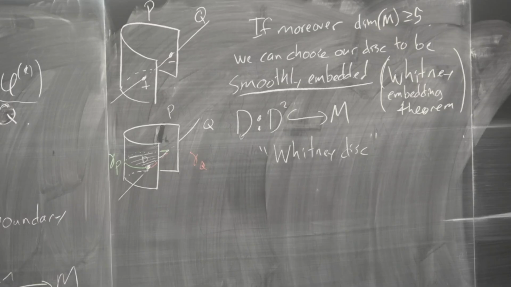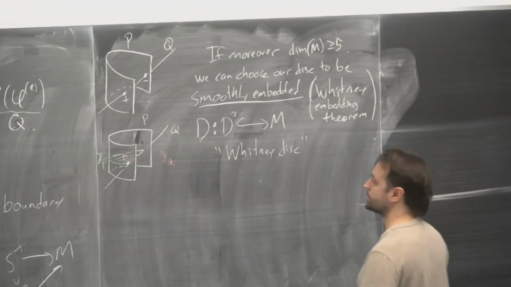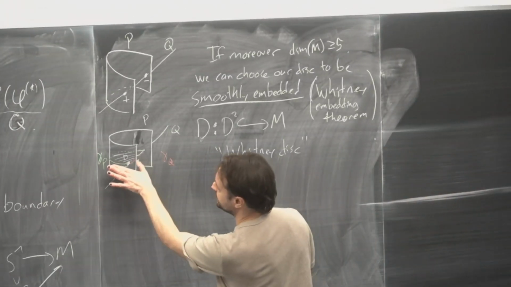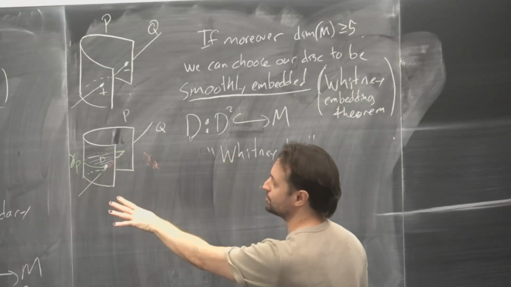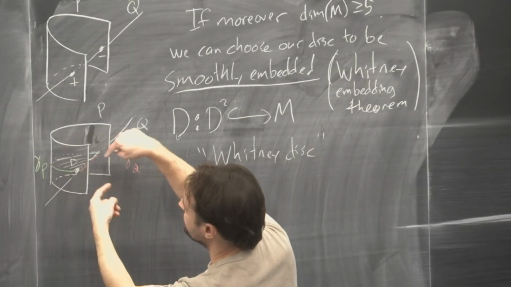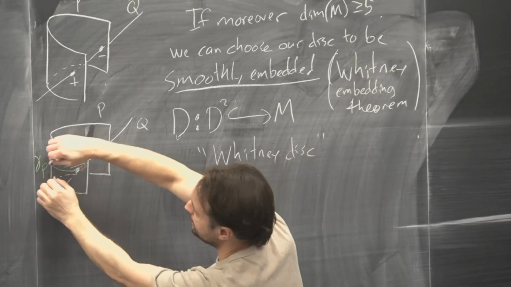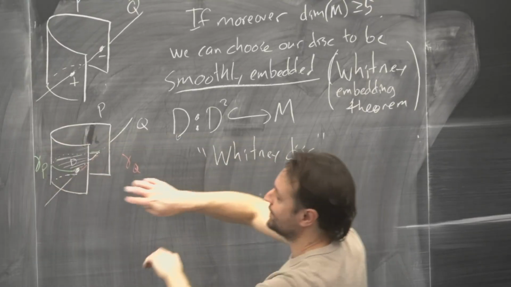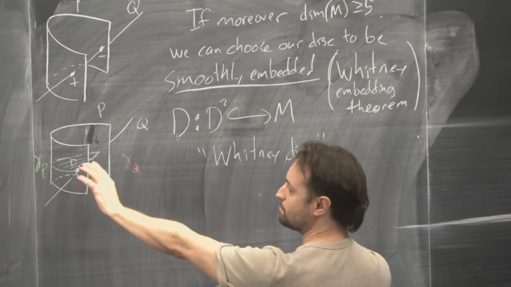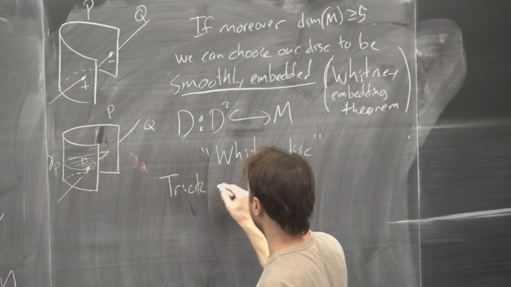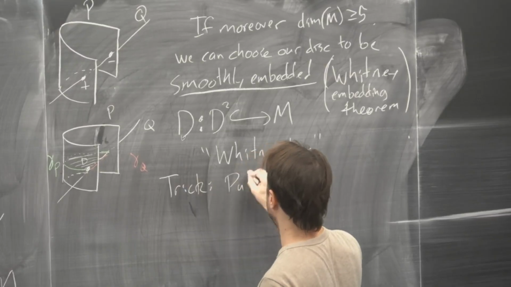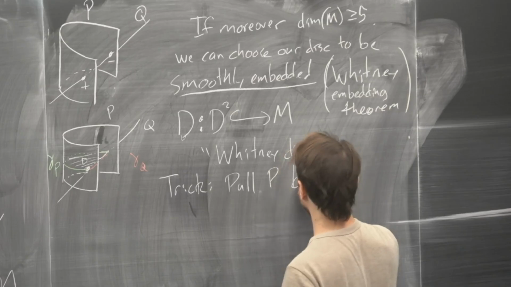So this is actually really close to being done. Doesn't really seem like it. But once we have this disk, there's a very clever and tricky and technical argument, the Whitney trick, where we can use this disk as a guide to take P and pull it back so that it misses the disk and misses Q entirely. And the trick is to pull P back.